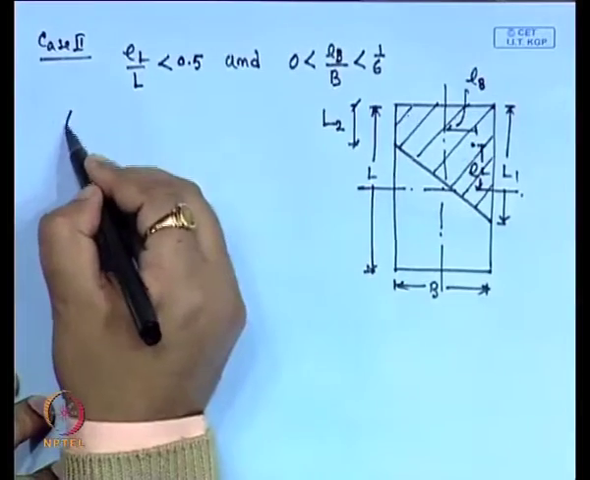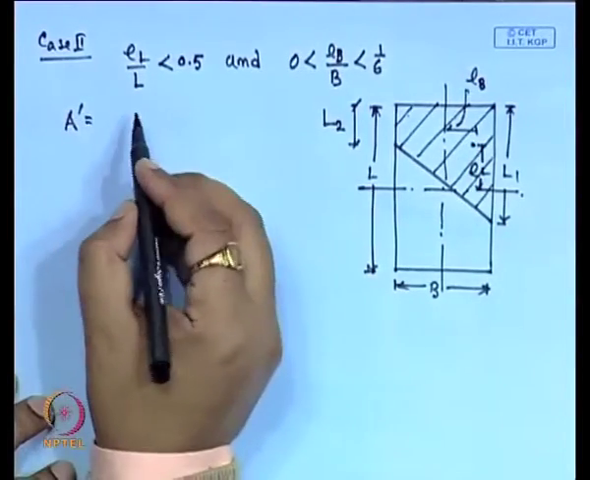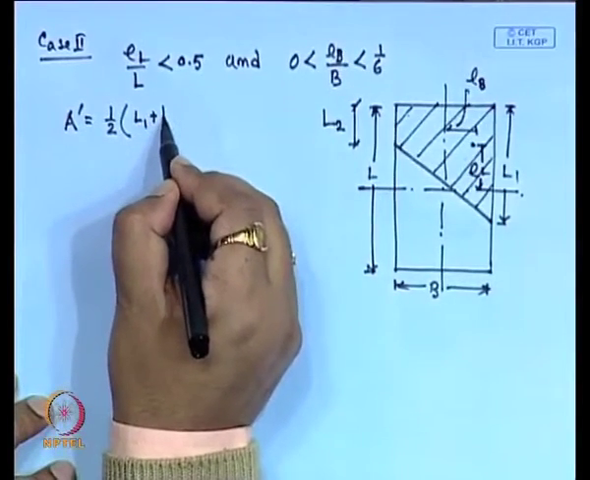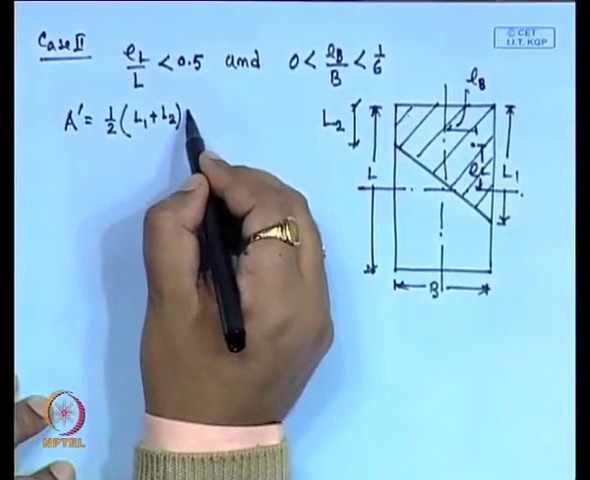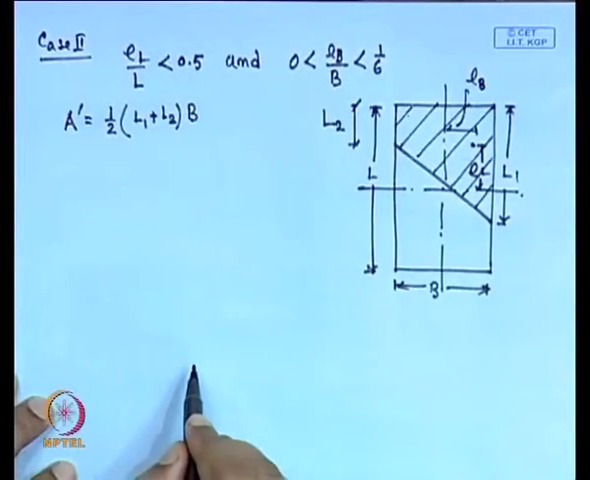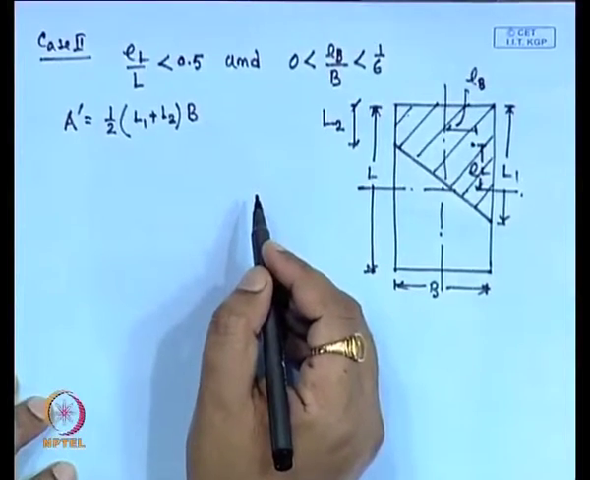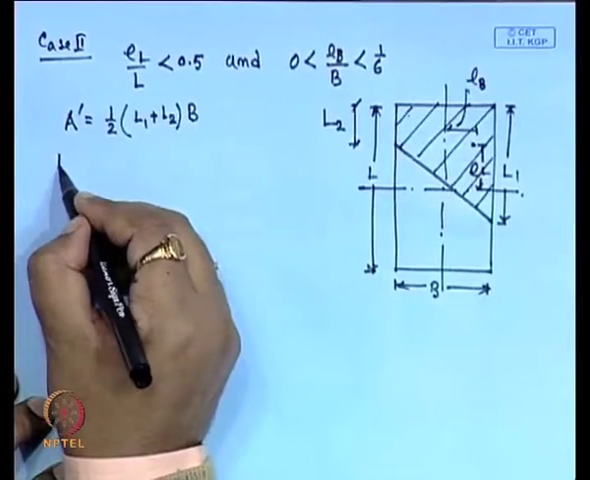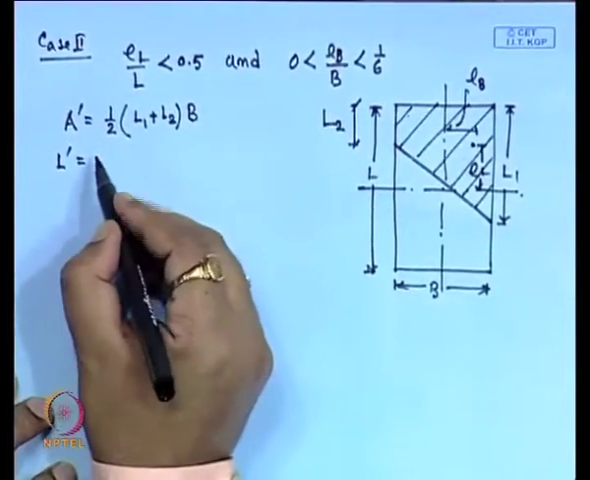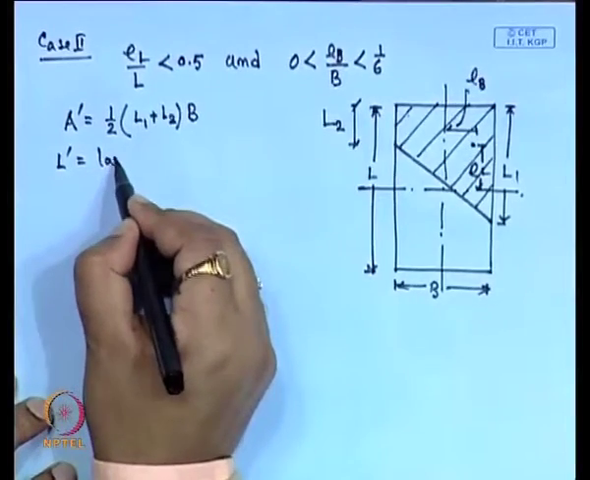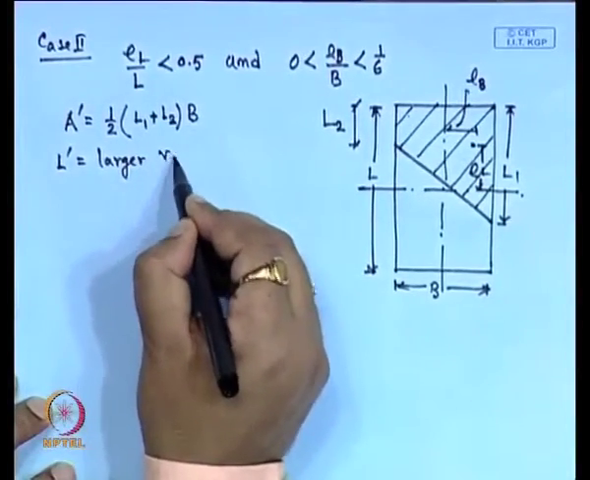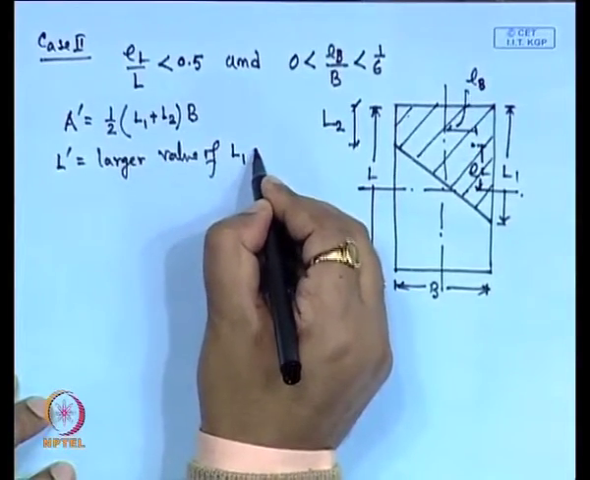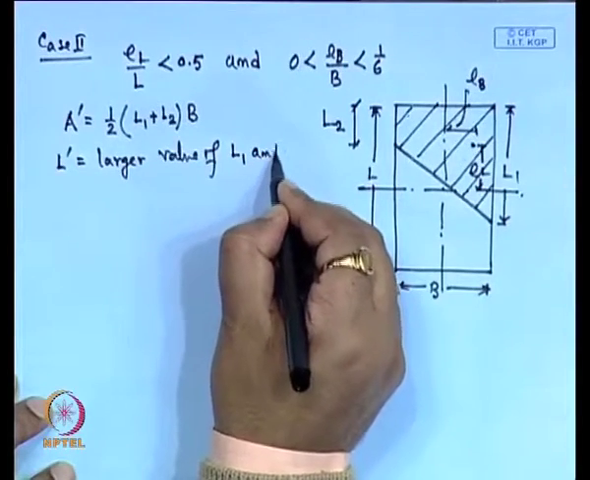Here the effective area we can calculate by half into L1 plus L2 into B. So, this is the effective area. Now, the effective length L dash is the larger value of L1 and L2.